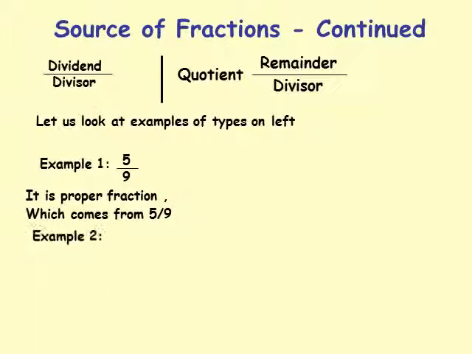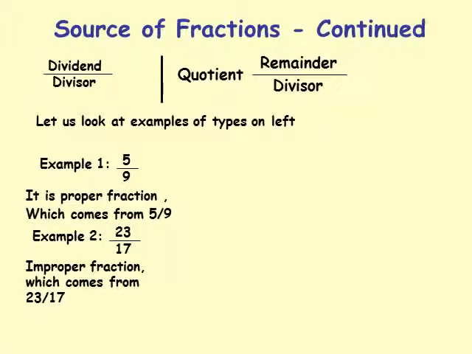Let's continue here. Another example: now I will look at 23 divided by 17. 23 is more than 17, and it is an improper fraction. It comes from trying to divide 23 by 17, and it's before we divide anything. It is an improper fraction which comes from 23 divided by 17. That's before division.